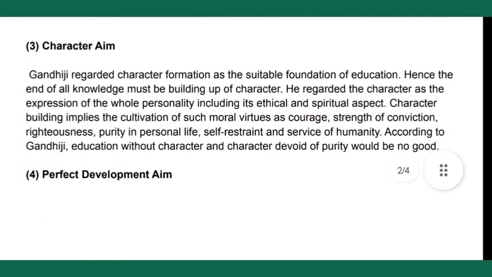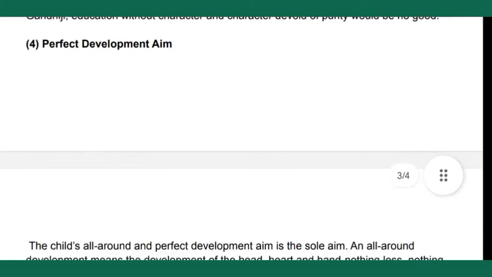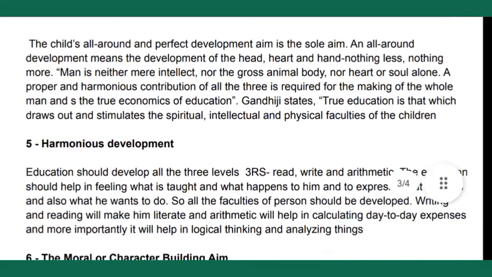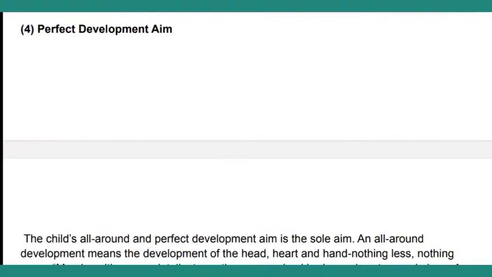Character aim. Gandhiji says that character building should be there. If a person does not have any good character, then merely giving an education would be a total waste of time. So we also have to encourage character building through education. Perfect development aim. It should be all-round development.